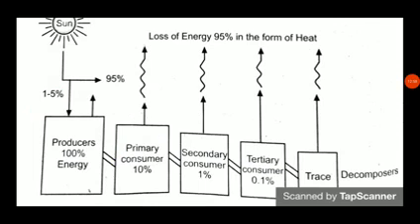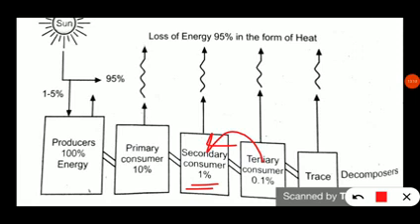Then when these secondary consumers are eaten by the tertiary consumers, these tertiary consumers have only 1% of the energy, out of which 90% is lost in the form of heat or used for metabolic reactions. Therefore, only 0.1% of the energy is transferred to the tertiary consumers from the secondary consumers. There is a 90% loss of energy, mostly in the form of heat.